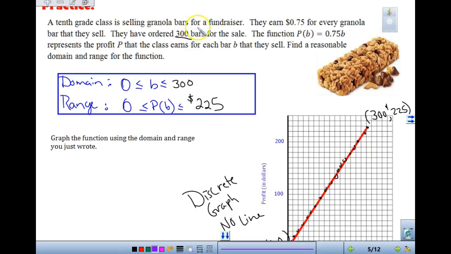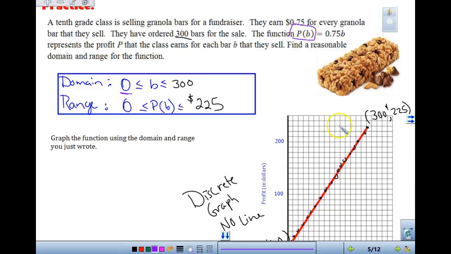Here we were looking at granola bars. They said you ordered 300, so what's the least we could have had? 0 for our domain. What's the most? 300. We're going to leave the b because we're talking about bars, and they told us in this function notation, p of b. We are looking at the profit, so it's the p of b. What's the most if you buy 300? Well, 300 times 75 cents, 225. What's the least? Well, 0 times 75 cents is 0.